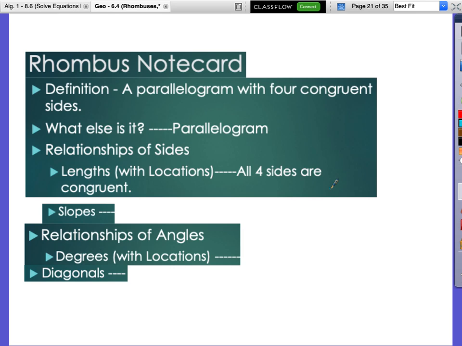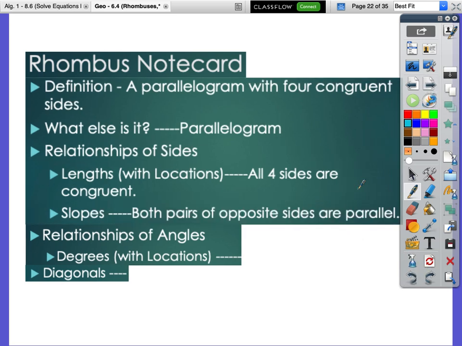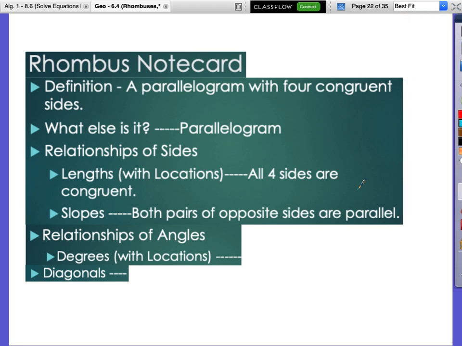Slopes. Now what do we notice about the opposite sides based upon the slopes? Are all 4 sides parallel? Okay, because they can't be parallel. All 4 sides can't be parallel because they will intersect each other, right? If all 4 sides are parallel, it'd be like that. That's not a shape. Opposite sides are parallel. Yeah, very good. Both pairs of opposite sides are parallel. So same thing as the parallelogram.